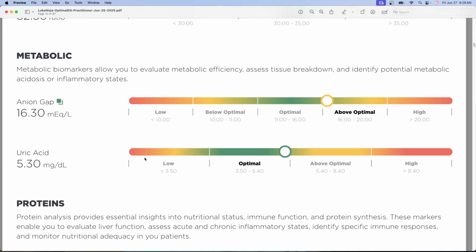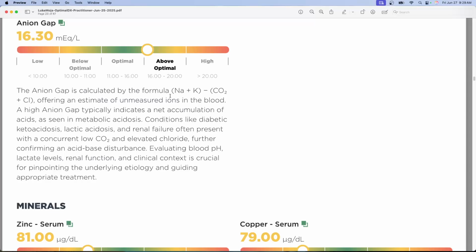All right, so here's some metabolic markers. Talk again about that acid-base balance. Anion gap, so this is actually a measurement of sodium plus potassium, I believe, minus your chloride and CO2. I believe that's what that is. But basically it talks about acid-base balance. So if that's high, that could potentially indicate there's something going on with a little bit of acidosis. If it's low, a little bit of alkalosis going on. So let's check here and see. So yeah, it is sodium plus potassium minus CO2 plus chloride.